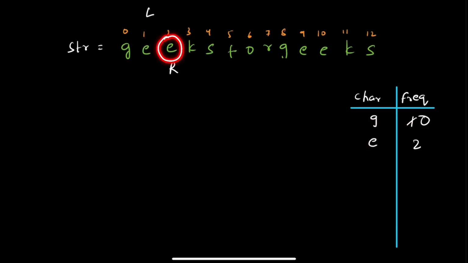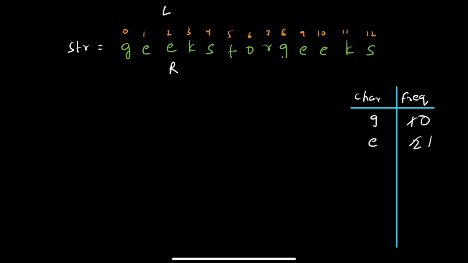Again, we check the status of E. So the frequency of E is still 2, right? So we'll decrement its count by 1, okay? And shift our L pointer one step ahead, right? Now we again check the status of E, but at this time the frequency is 1, right?